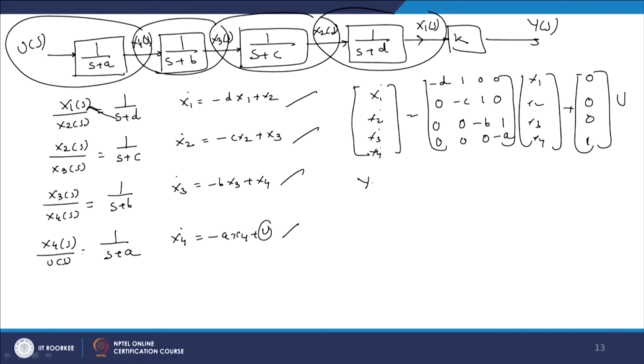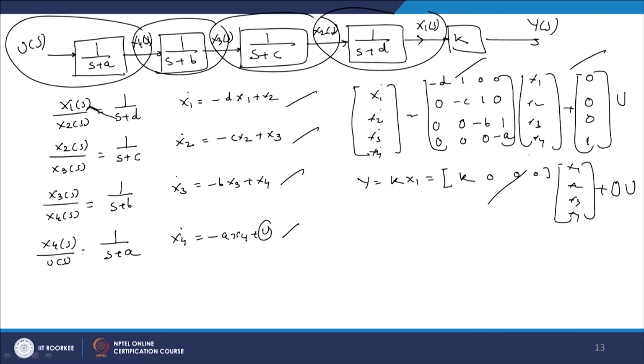Now, about the output. So, output y equal to k into x1. So, we can write down as k 0 0 0 times x1, x2, x3, x4, and definitely there is 0 into u. So, this is the A, B, C matrix.